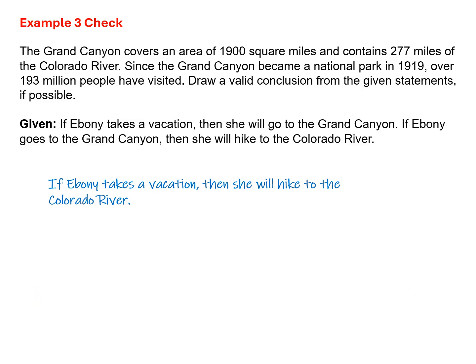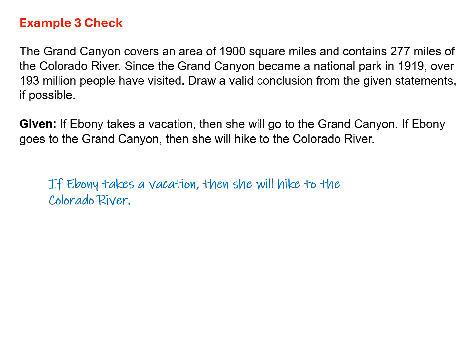You try example 3. Check, and I see that the answer is already up there, so let's just go ahead and go through. The Grand Canyon covers an area of 1,900 square miles and contains 277 miles of the Colorado River. Since the Grand Canyon became a national park in 1919, over 193 million people have visited. Draw a valid conclusion from the given statements, if possible.